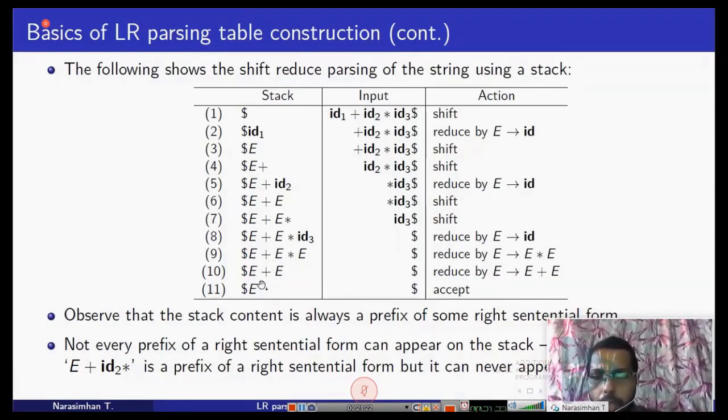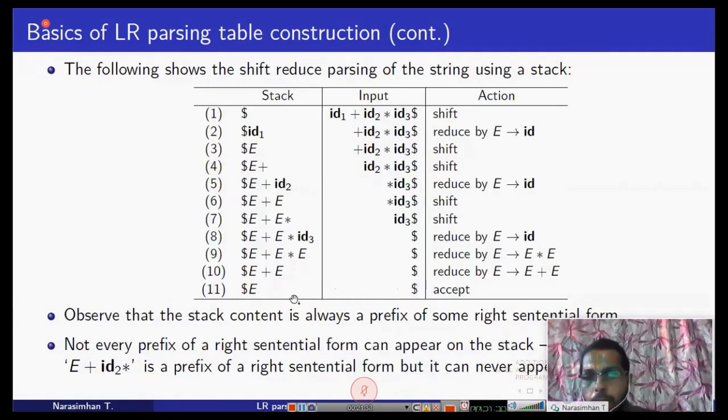So you have E plus E. Again E plus E as a whole is now a handle. You reduce using E gives E plus E. That will be reduced to E. So now you just have the start symbol in the stack and the input buffer is empty. That means you have reached the end of the parsing process.